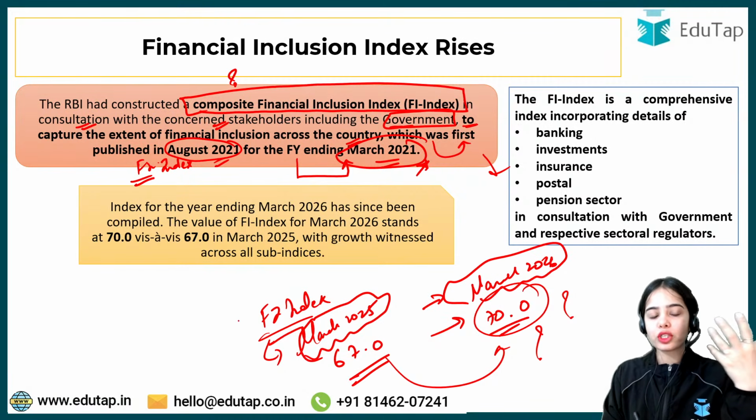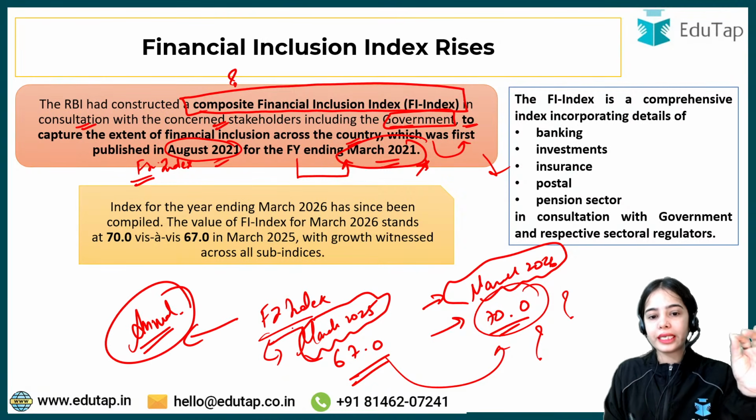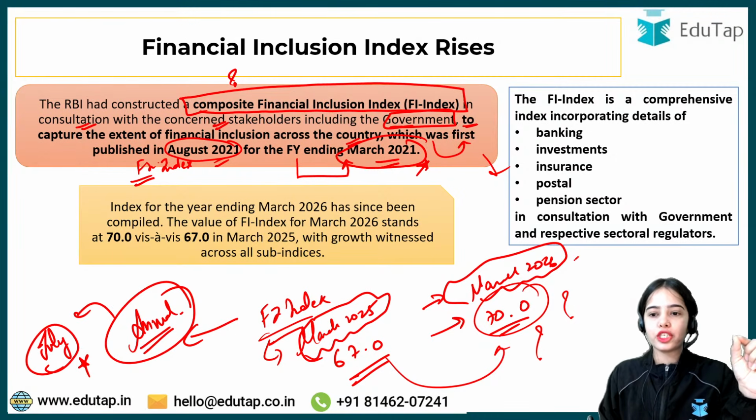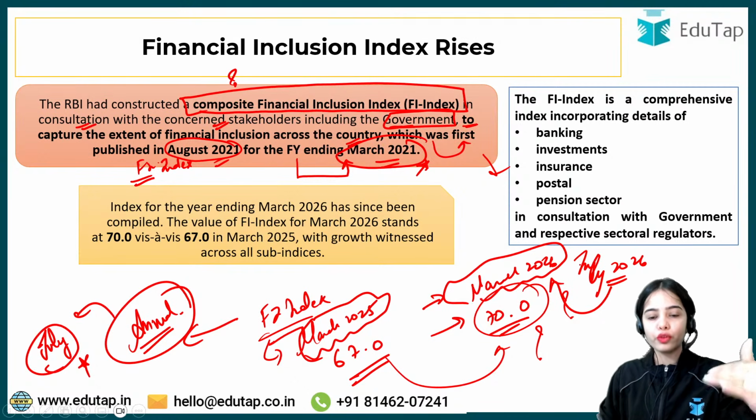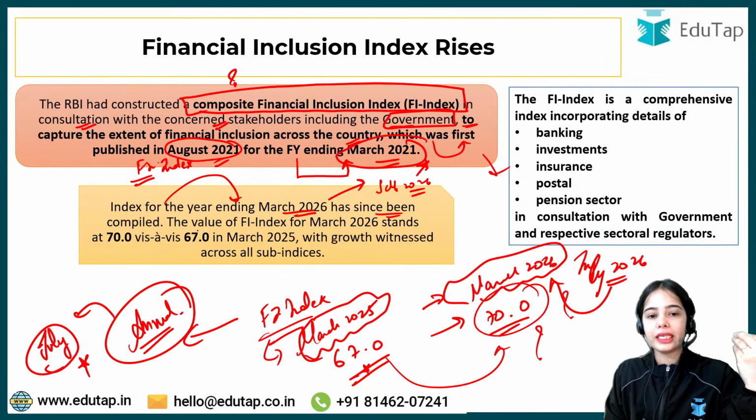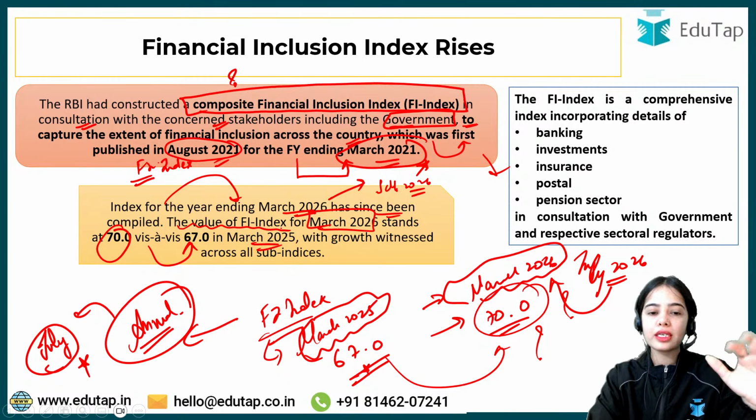The data for the financial inclusion index is released on an annual basis, and it is usually released in the month of July. So in July 2026, the data for March 2026 was released, that the index has improved from 67 to 70. This has since been compiled, and the value of the financial inclusion index for March 2026 stands at 70 against 67 in March 2025. So what does this value signify?